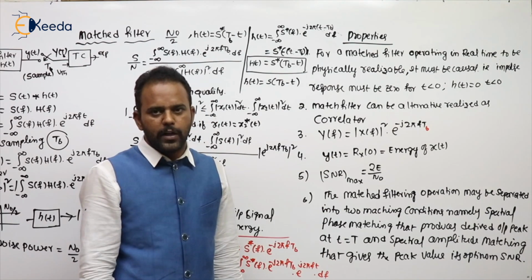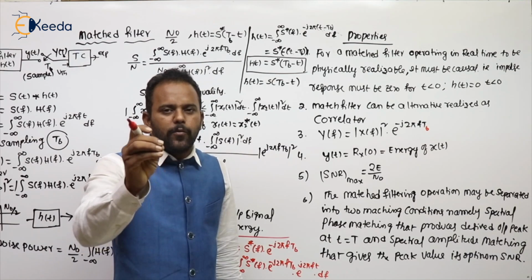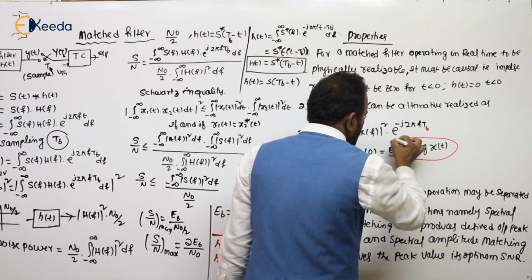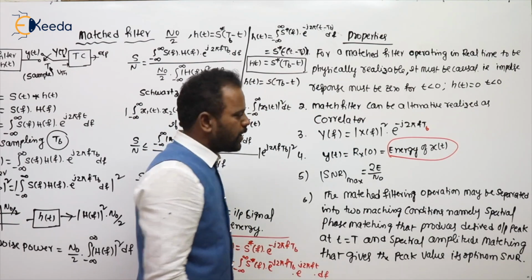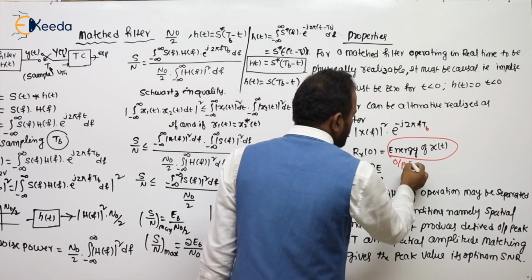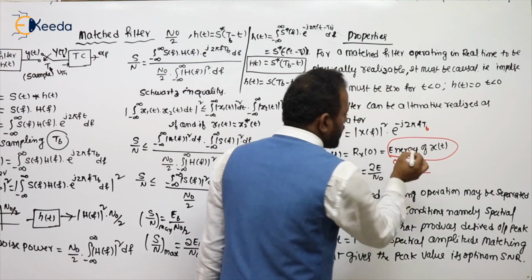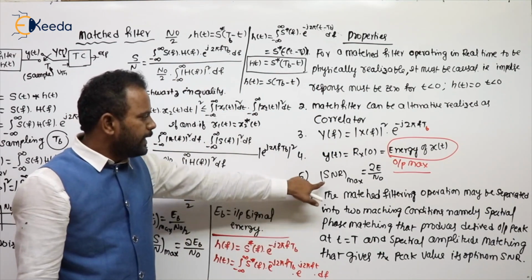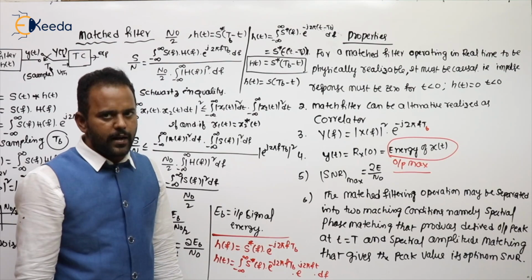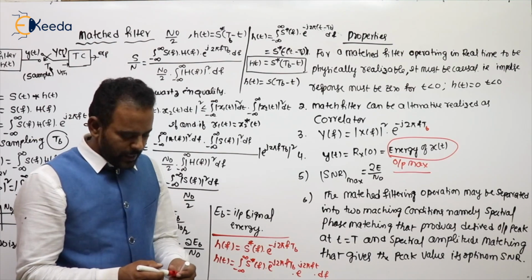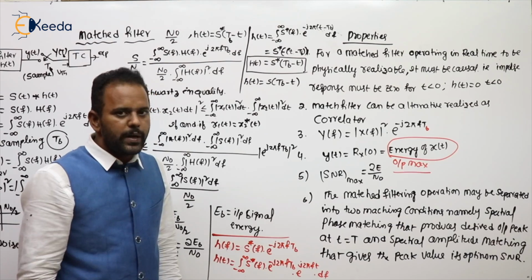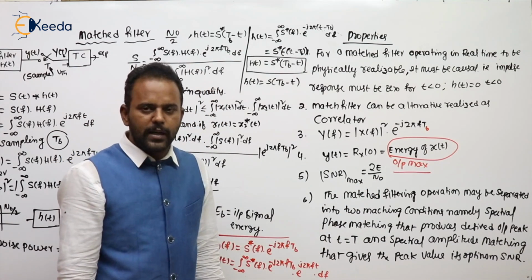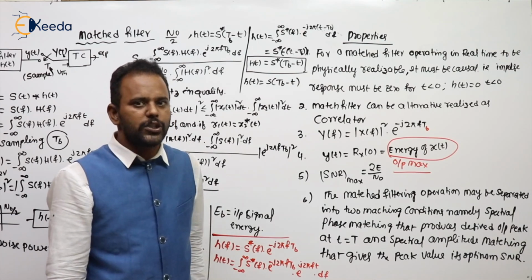Here one more point I will tell you. The maximum value of the output is also equal to the energy of the signal. The maximum value of the output is also equal to the energy of the input. The SNR max is 2E by N0, where E is the energy of the input, meaning SNR depends only upon the energy of the signal and the noise power spectral density. It does not depend upon the shape of the input.